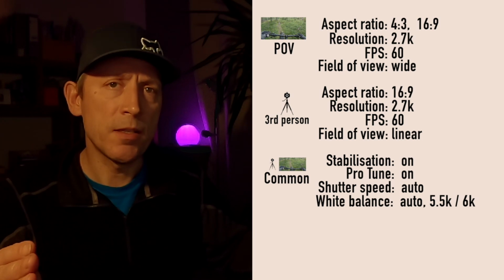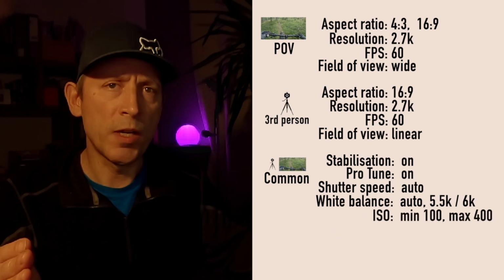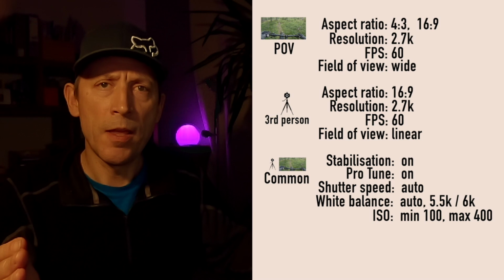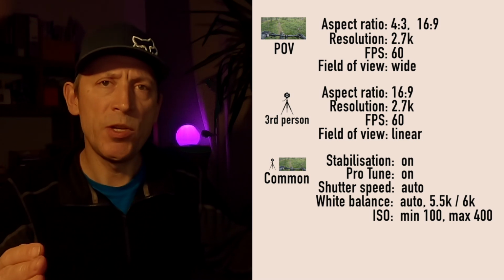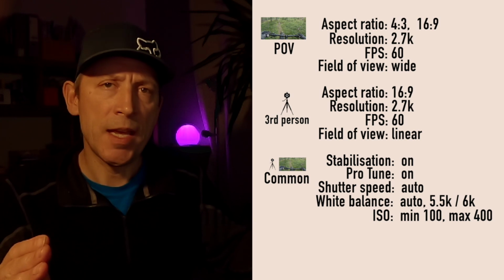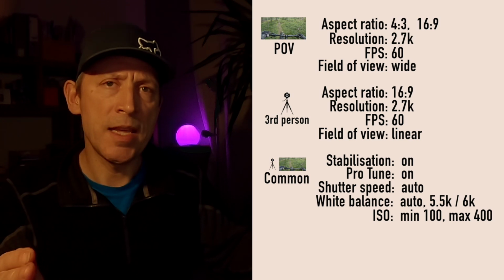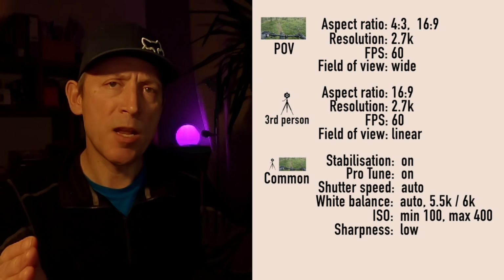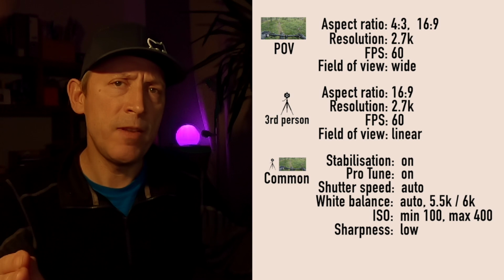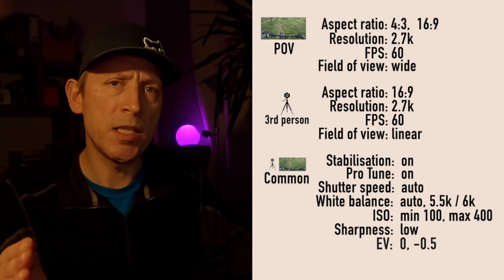For ISO settings, I have a range of minimum 100 to 400. The reason I don't go any higher than 400 is because I want to keep the noise in the image as low as possible, especially when there are overcast days or I'm in the woods. I keep the sharpness to a low setting, and I might tweak that in Final Cut Pro using the sharpness effect.